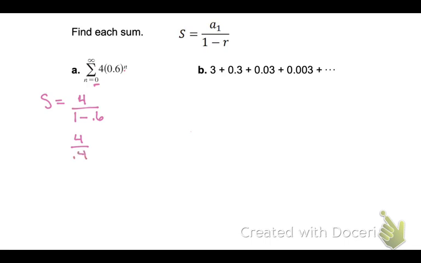Can I leave it as 4 over 0.4? In unison, you should all be saying no. You can't leave a decimal in a fraction. So I got to move the decimal once. So I get 40 over 4, which is 10. So the sum of that equals 10.